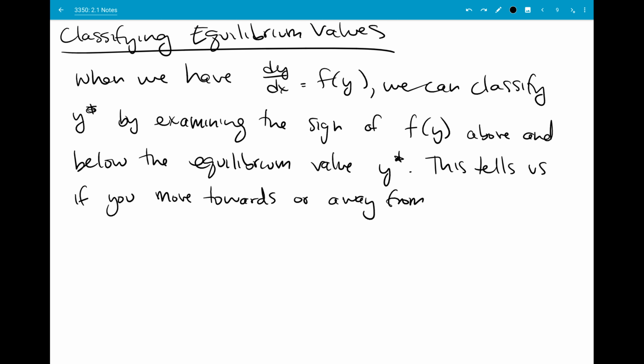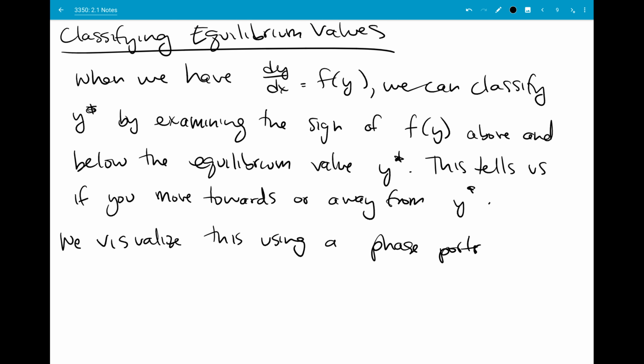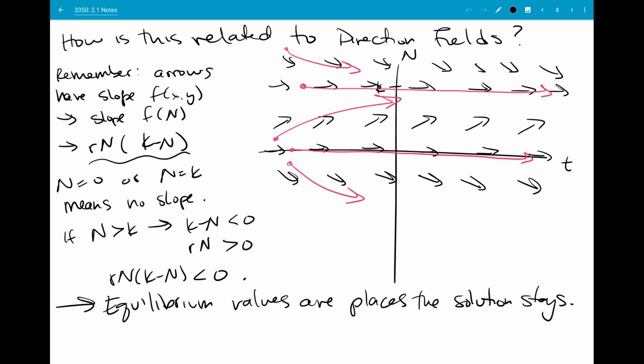I'm not going to write the equilibrium value again. I'm just going to say y star. And then once we've done this, we visualize it using a phase portrait. So we'll talk in a second about how to build a phase portrait, but I'm going to go back to this example again to kind of show how it's related to something we've already done.